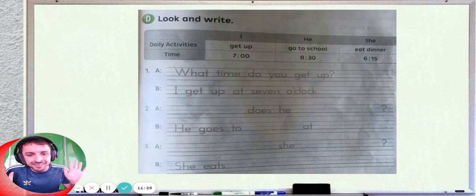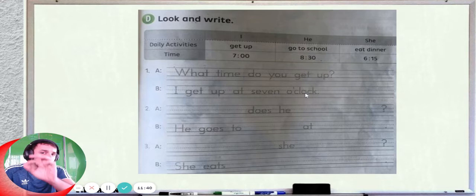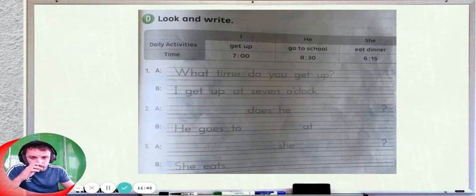Okay, last part, activity D, the writing part. Look and write. Okay, so number one, here's number one. What time do you get up? I get up at 7 o'clock. Okay, so can you trace that one for number one? Okay, now number two is this one. Okay, so we're looking here for number two.